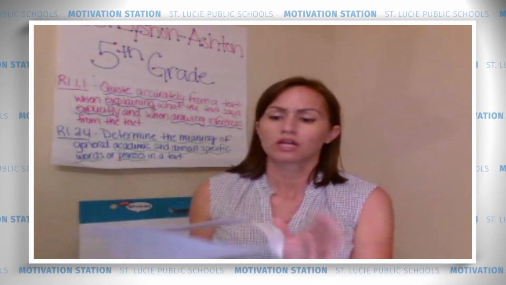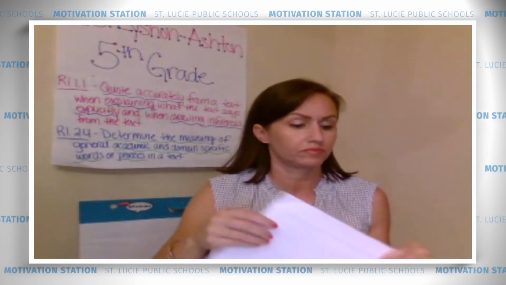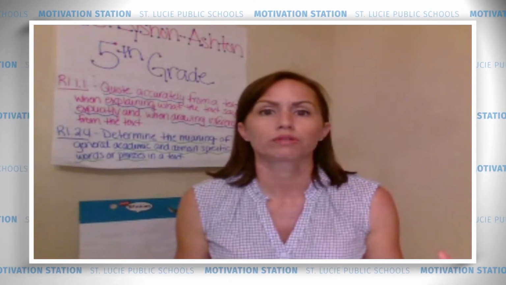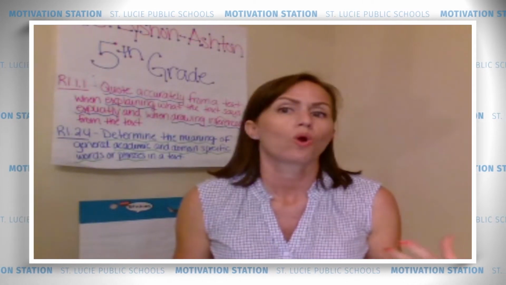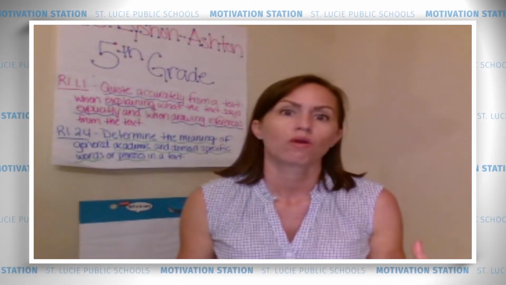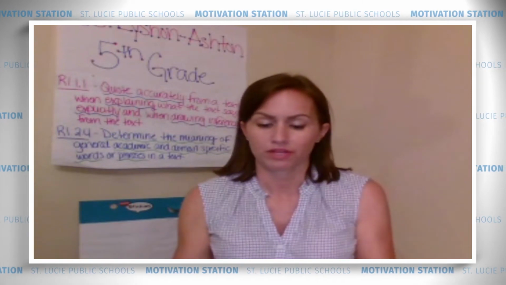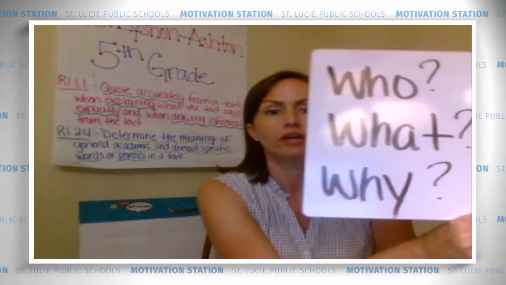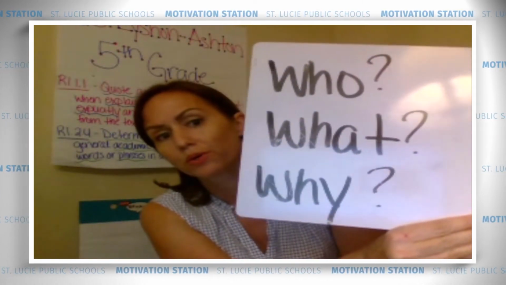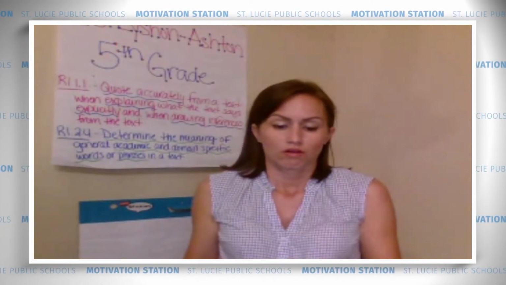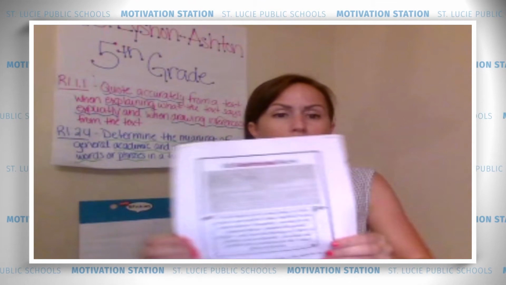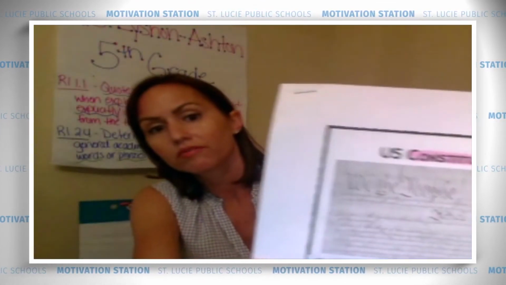So let's move on to the RI11. The RI11 is really getting us to understand who, what, and why. So who is the text about? What are they doing and why are they doing it? So we're thinking about these three words: who, what, and why. So let's start with page 1. So here's page 1 of your PDF.